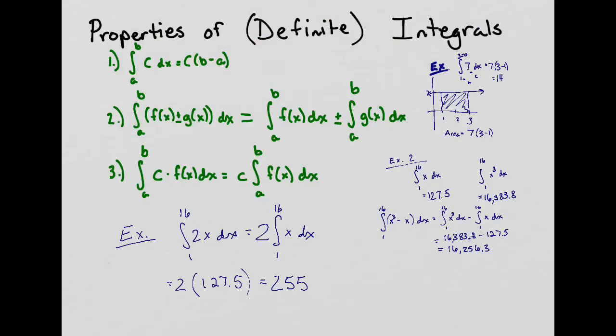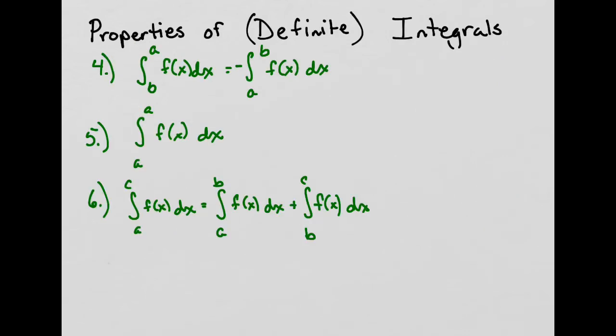Let's look at the next set of properties of definite integrals. Now these examples, we're going to go a little bit more into the idea of the Riemann sum definition of an integral. So if we look at this first one, property number 4, you have the integral from b to a of f of x dx is equal to negative the integral from a to b. So we switched our limits of integration. We went from b to a to b.